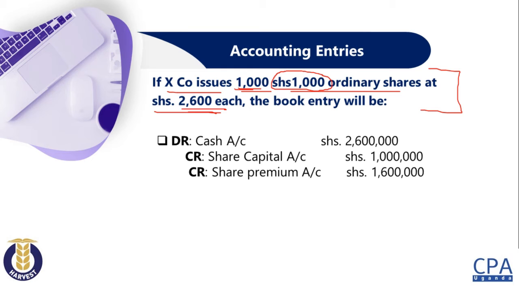Now, what the company will receive on issue is cash of 2.6 million. But what we do to recognize this in our books of accounts, we shall debit the cash account or the cash book or the bank account, and then credit the share capital account with the nominal value of the 1,000 shares, which is 1 million. The excess which is above the nominal value is taken to the share premium account, which is our 1.6. So when you add through, you get our 2.6 million.